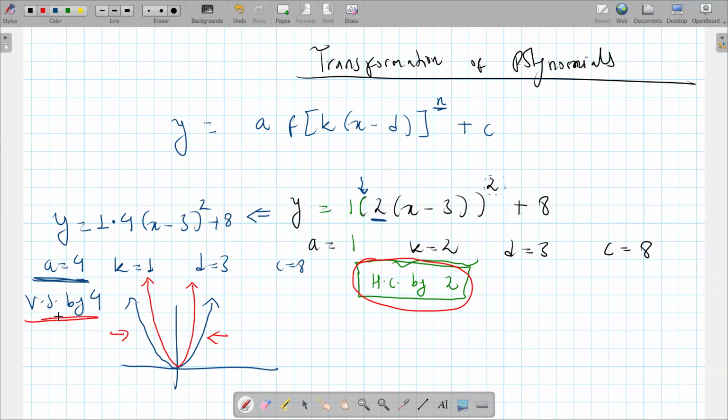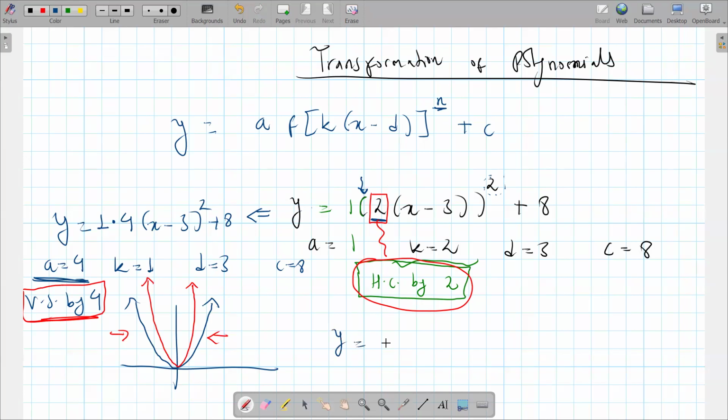All we did was we pulled this 2 out. So you can describe this transformation as either HC by 2 or VS by 4. In terms of transformations, they do the exact same thing to the curve. Cool? And this obviously applies to any polynomials, like you can always pull it out, and the factor is always going to increase by the power.